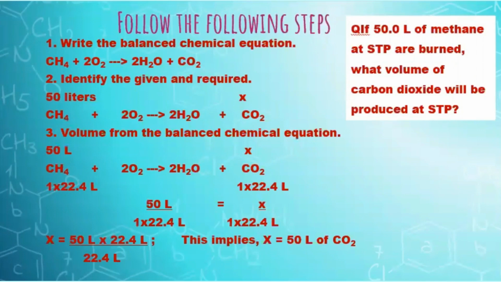Second, identify the given and required. This is the equation. If 50 liters of methane gas at standard temperature are burned, the given volume of methane gas is 50 liters. What volume of carbon dioxide? This is the formula of carbon dioxide. How many liters of carbon dioxide will be produced at standard temperature and pressure? We identify the given, which is 50 liters of methane, and the required, x liters of carbon dioxide.